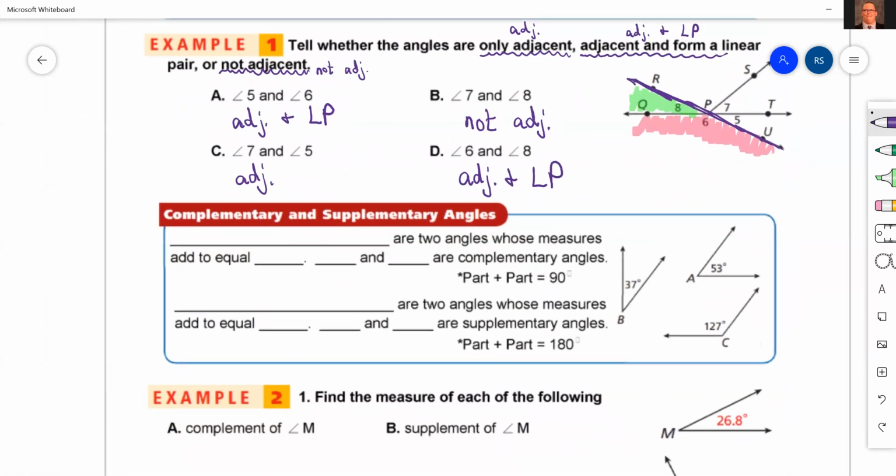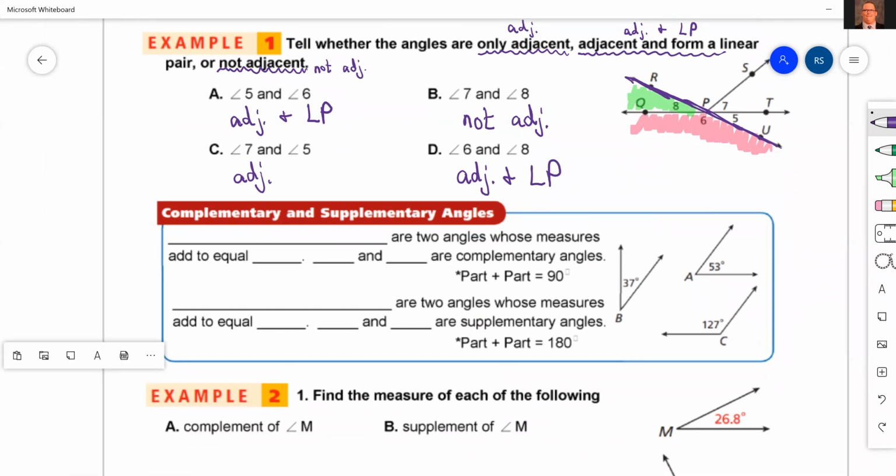Now let's look at our next type of angle pair. We're going to talk about complementary and supplementary angles. Complementary angles are two angles whose measures add to equal 90 degrees. So if you add the two parts together, you'll get 90.